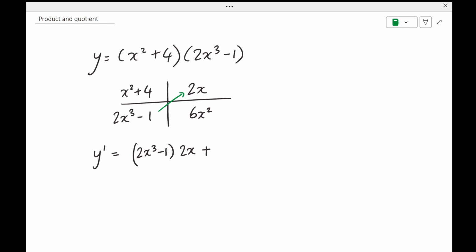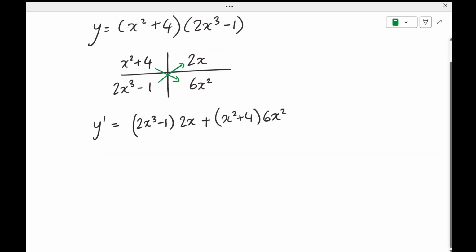Then, cross multiply the other side. And that gives me x squared plus 4 times 6x squared. Read it off the crosses.